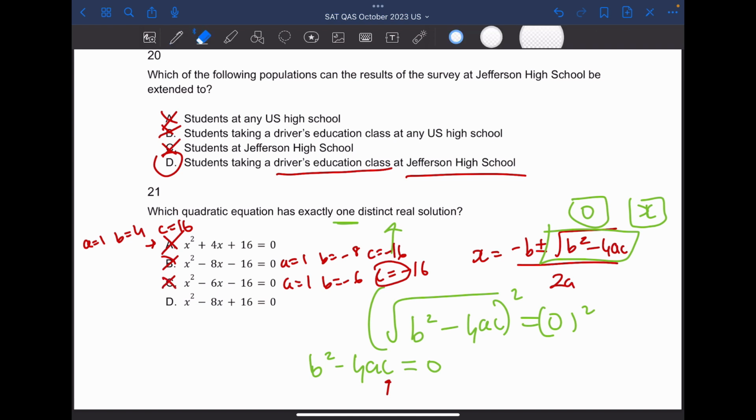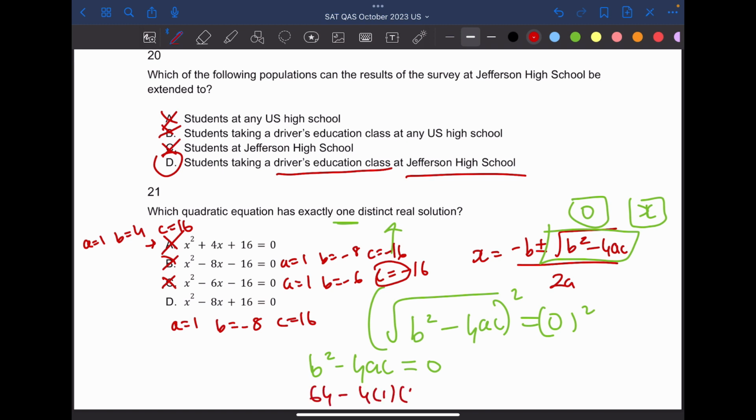So we are only left with part D, but once again, let's make sure that it is correct before we move on. For part D, we have a is equal to 1, b is equal to negative 8, c is equal to 16. Plug everything in. Negative 8 squared is 64, minus 4 times 1 times 16. 4 times 1 times 16 is also 64, so this is 64 minus 64, therefore the answer is 0, and that matches. So the answer must be D.